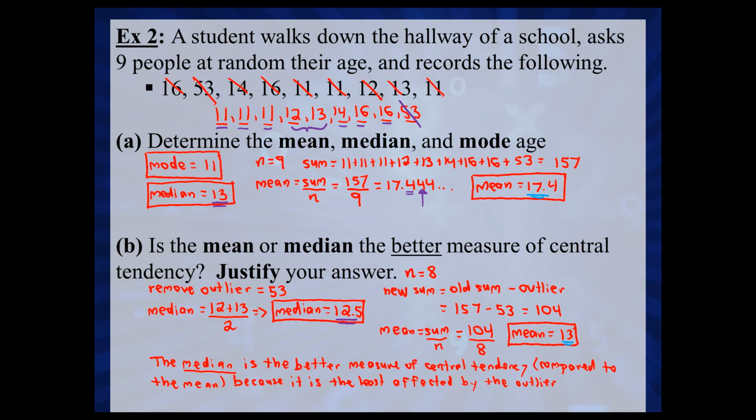You could probably make an argument the mode is the best measure of central tendency because the mode, even when you remove the outlier, is still 11. So the outlier had absolutely no effect on the mode. Although for part B, I just gave the options of describing whether the mean or the median was a better measure of central tendency. But that's another way of determining which is the best measure of central tendency. Remove the outlier or outliers, and then figure out which of the mean, median, and mode has been least affected by that.